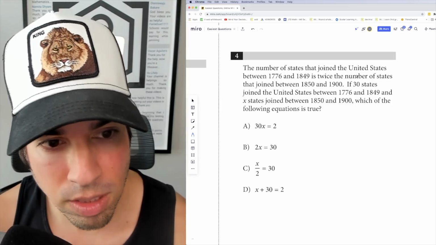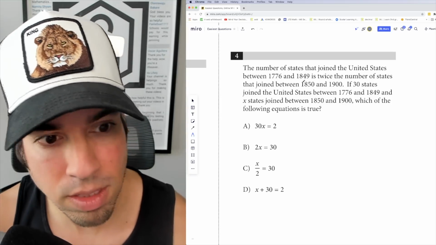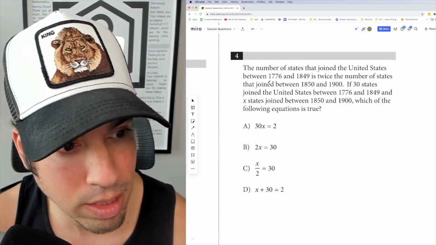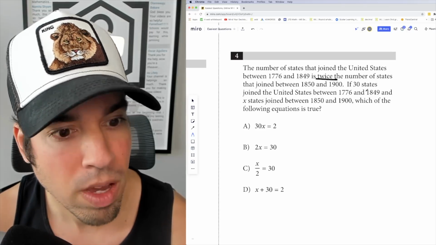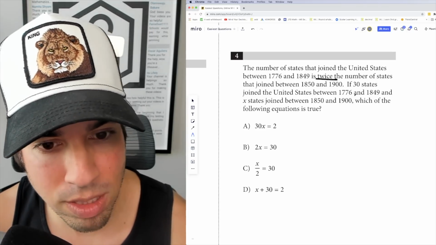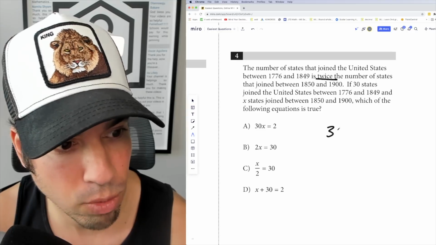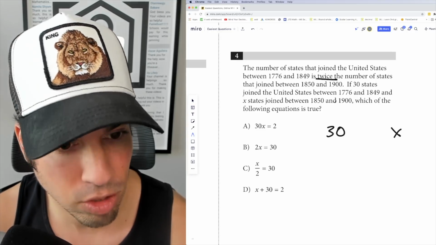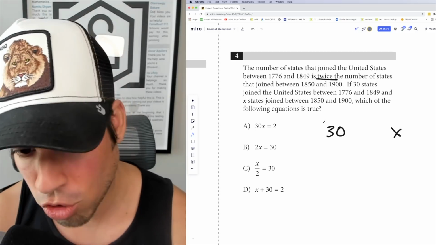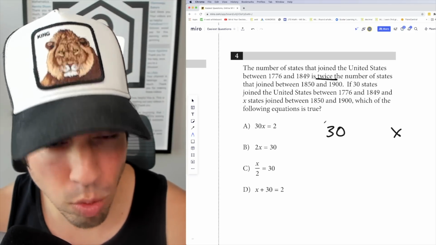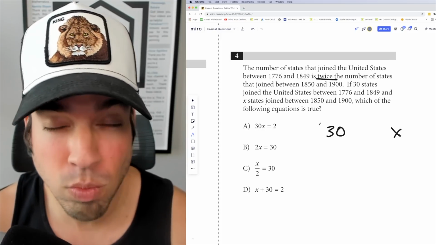Done. The number of states that joined the United States between 1776 and 1849 is twice the number of states that joined between 1850 and 1900. If 30 states joined between 1776 and 1849, and x states joined between 1850 and 1900, which of the following equations is true? So we want to turn this into an equation, not necessarily even solve for x, just represent it.